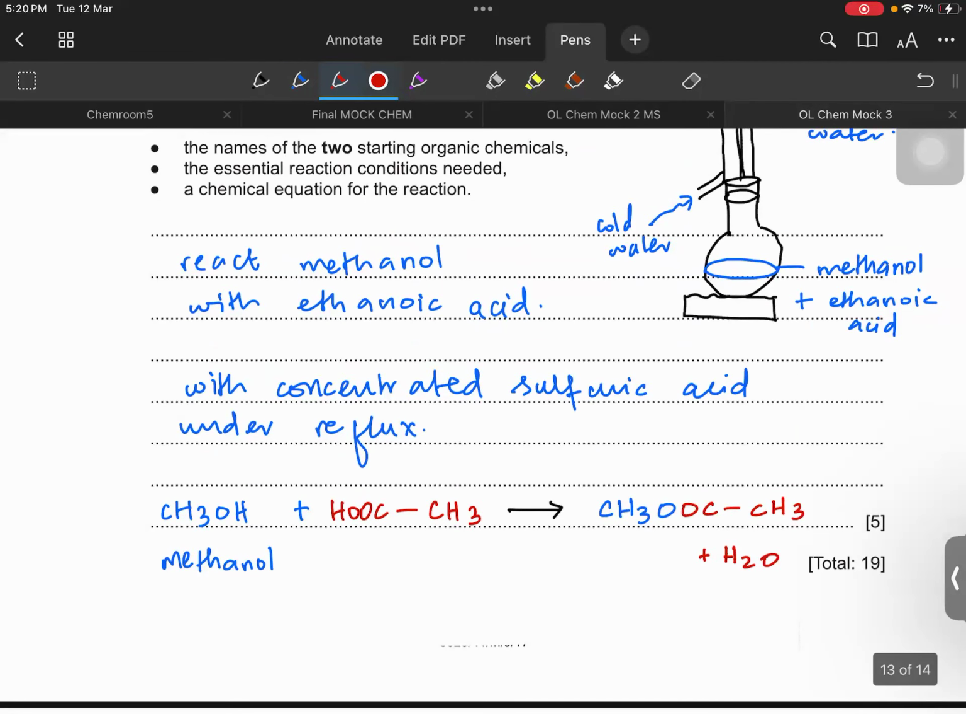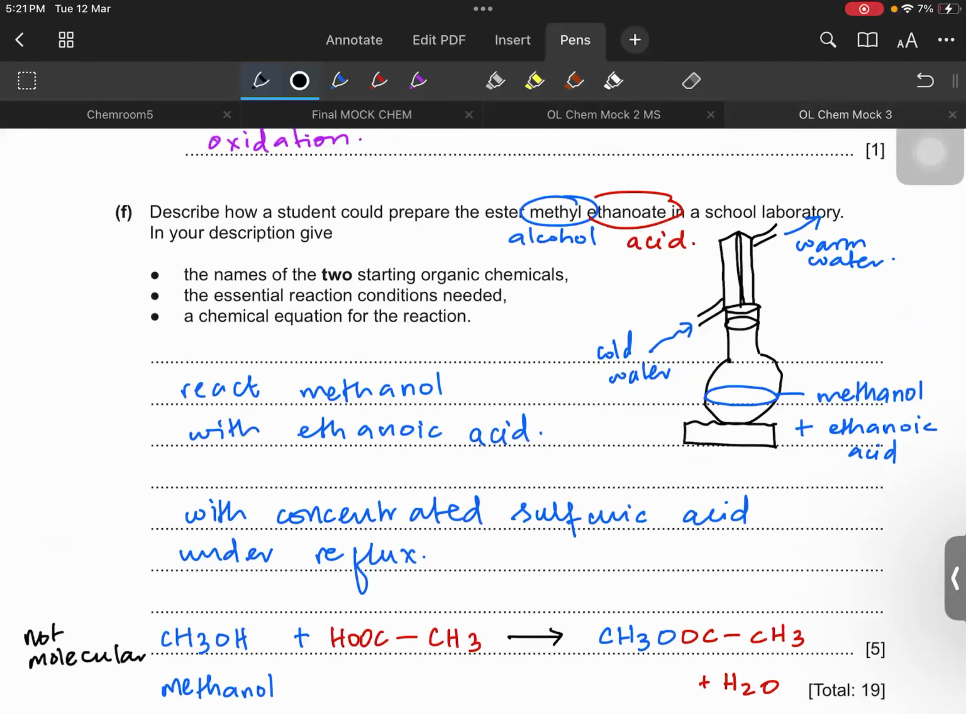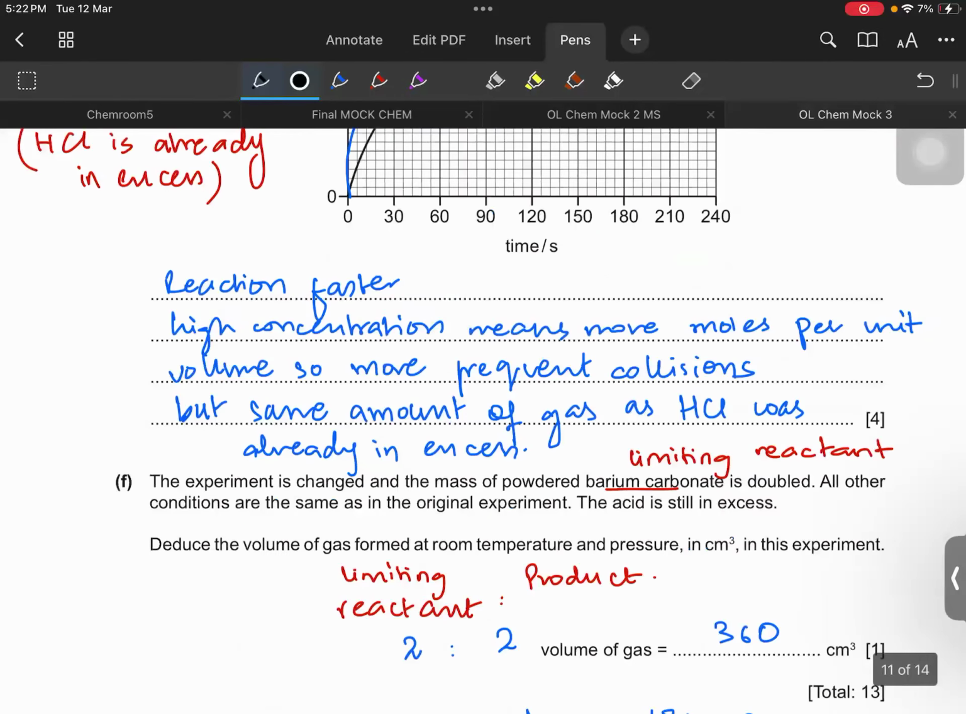I can also use the general formula to create a simple equation. What's the molecular formula for methanol? Not CH3OH, that's not the molecular formula. It's CH4O. And ethanoic acid is C2H4O2. The formula of acids is very similar to alkenes, just with 2 extra oxygens. Now, how many carbons? 1 carbon from methanol and 2 from the acid, so C3. Hydrogens: 4 plus 4 is 8, but I remove 2 hydrogens for water, so 6. Oxygen should be 3, but I remove 1 oxygen for water. This is also okay. You can write both of them.